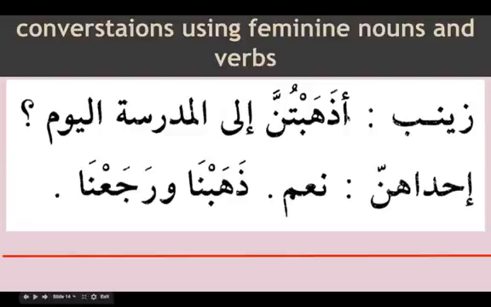So that's how we say it. A is harfu istifham. So dhahabtunna, did you go? Ilal madrasati al yawm, did you go to madrasa today? So dhahaba always comes with ila. So azahabtunna ilal madrasati al yawm, did you go to madrasa today? So one of them says na'am dhahabna. See, na'am dhahabna, if it is affirmation.